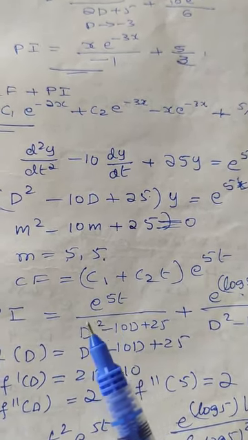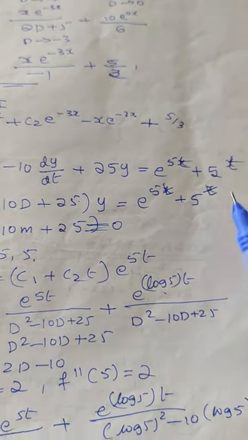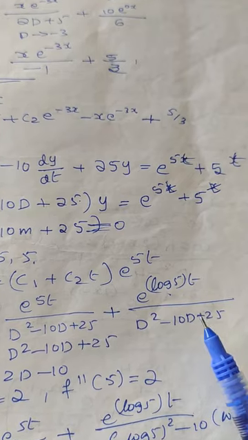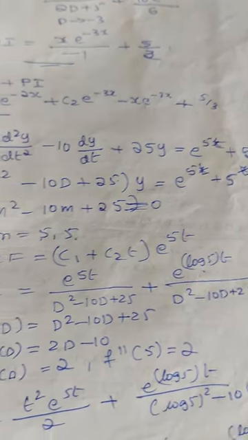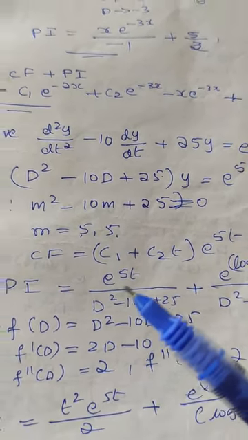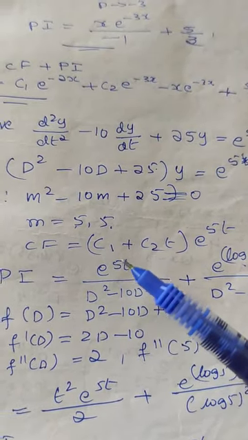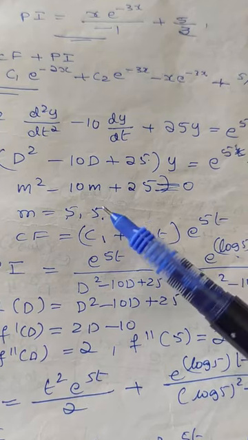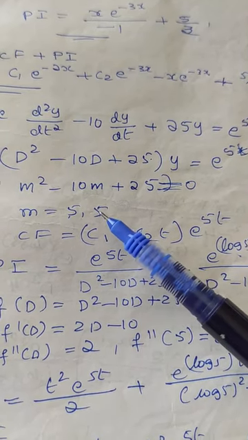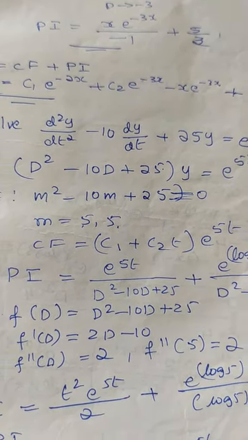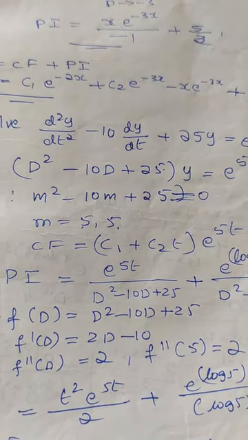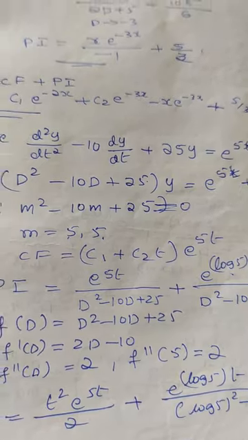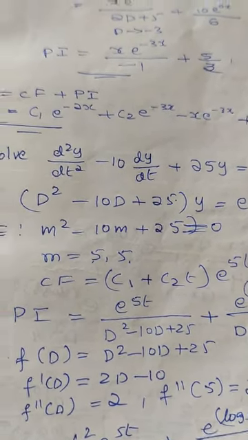E power 5t divided by f of D, plus 5 power t can be written as e power log 5 t, divided by f of D, where f of D is D square minus 10D plus 25. Now come to the first term, which is very important. What is the coefficient of t here? 5. 5 is a root. How many times? 2 times. That means we get 0 in the denominator 2 times. That means f of 5 is 0, f dash of 5 is also 0. Differentiate f of D 2 times.